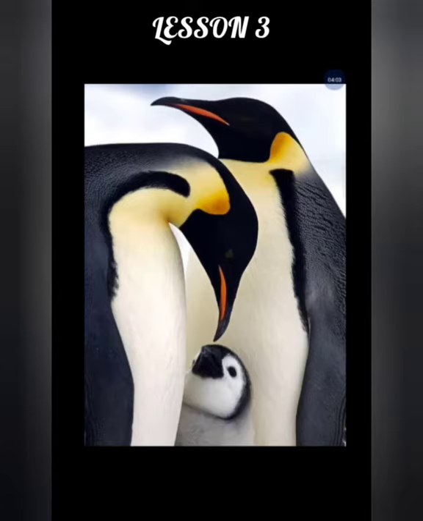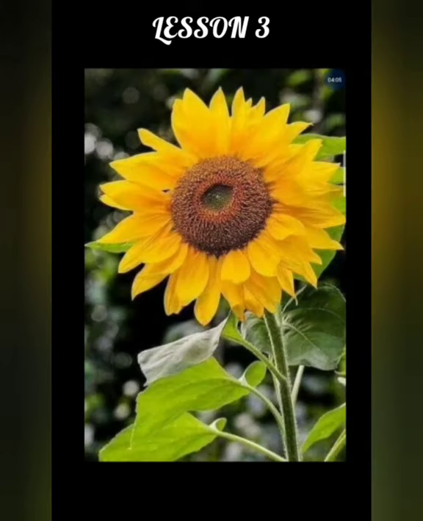Next one is sunflower. First we learned about a bird, the penguin. Second one is sunflower. Everyone knows that flower. Some of you may have sunflowers in your house also. What is its special skill? It tilts toward the sun to get more sunlight.